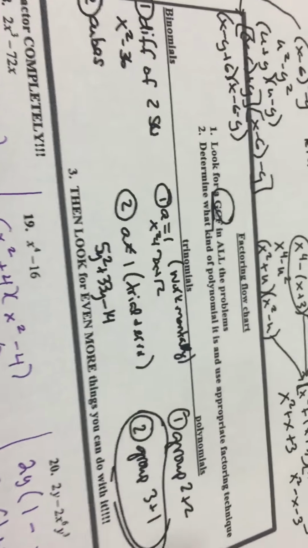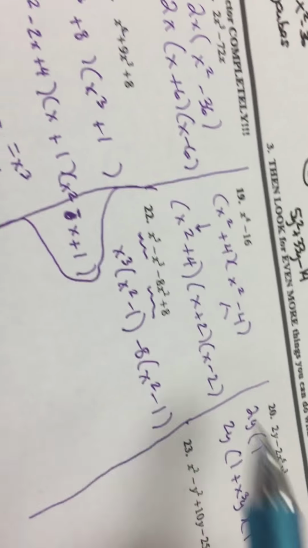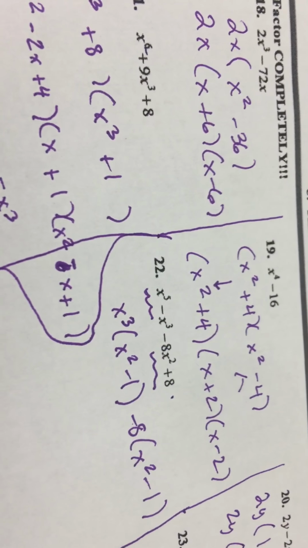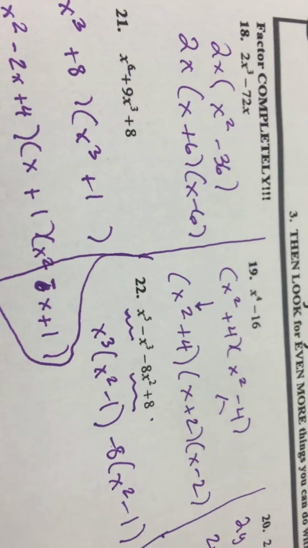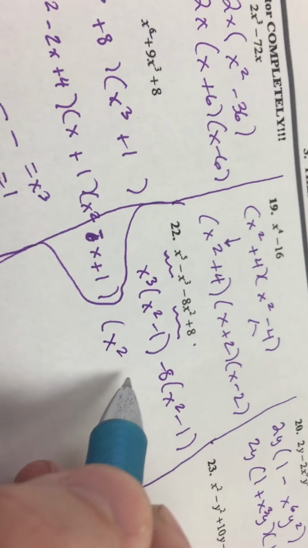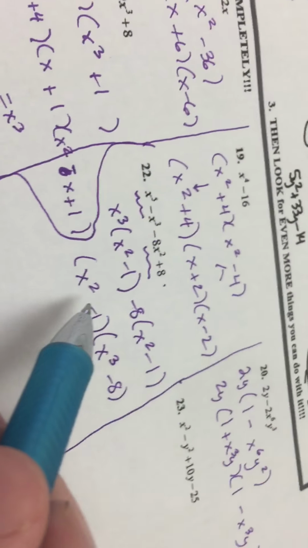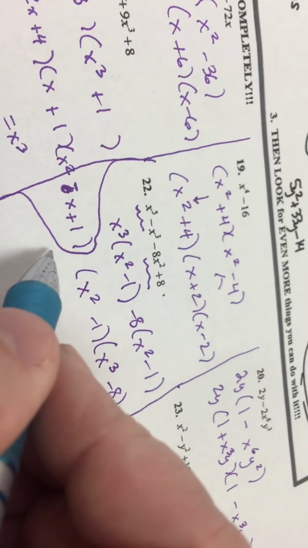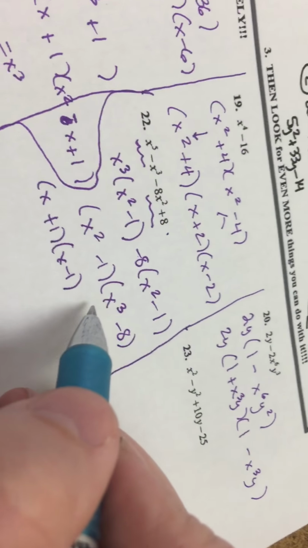If you remember Friday's 2 and 2 lesson, it had 3 steps. Step 1, Step 2, and Step 3. Don't start another factoring technique until you have finished the grouping. So I am going to pull out my x squared minus 1, and that gives me x cubed minus 8. Now you go, oh, x squared minus 1, that factors into x plus 1, x minus 1.